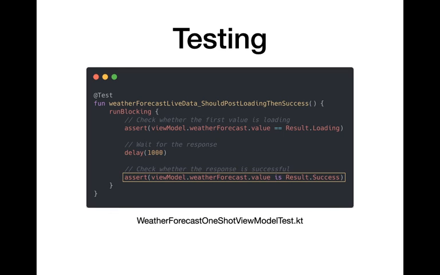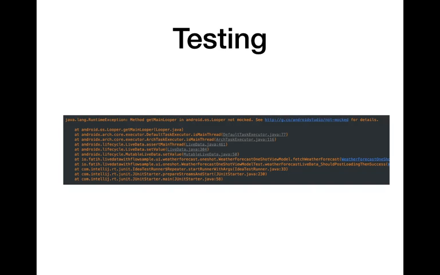If you run this, this test won't pass because it will give you this error. It says that you're actually trying to get the main looper from the Looper, which is inside the Android operating system, and the Android operating system is not available for unit tests.